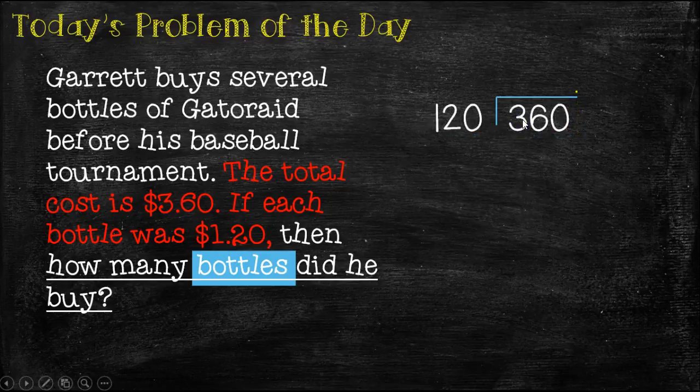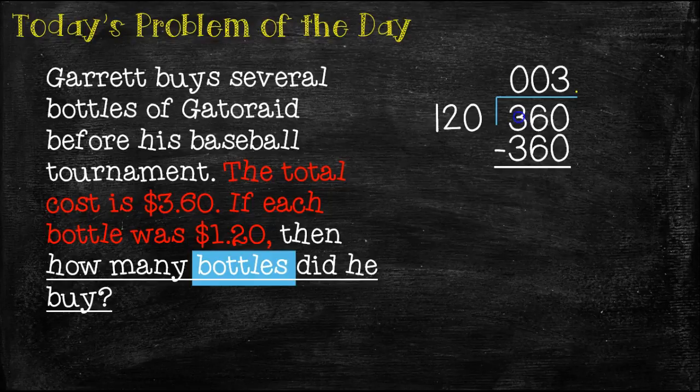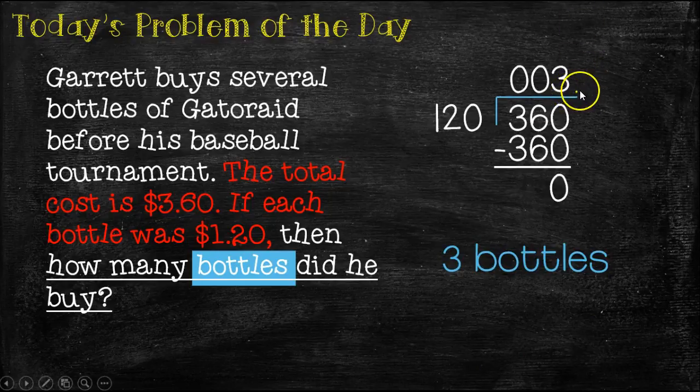So now our problem is 360 divided by 120. Well, we know 120 goes into 3 0 times. It also goes into 36 0 times. But we know that 120 times 3 equals 360. So we'll subtract that amount and end up with 0. So our answer is 3 bottles. Remember, we don't have to include the decimal here because there's nothing after it. So it's just one whole number.